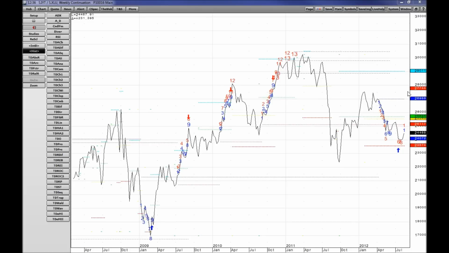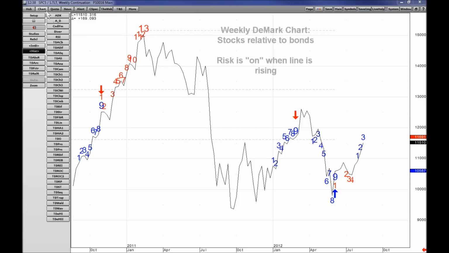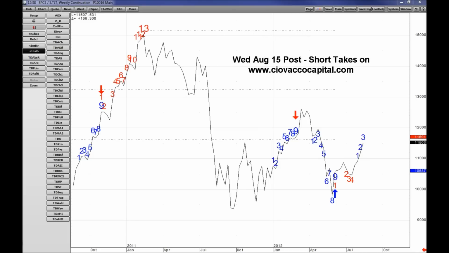Now let's look at the ratio of the stock market, SPX in this case, or SPY, to TLT treasuries. This is the DeMark chart for the S&P 500 relative to long-term treasuries, or the TLT ETF. These are weekly charts that we're looking at. The point that we want to make here, and this is the same ratio that we wrote about in the Wednesday, August 15th post on our blog, Short Takes.